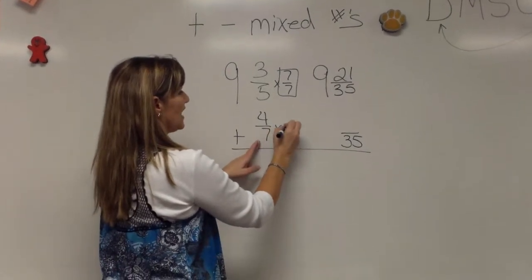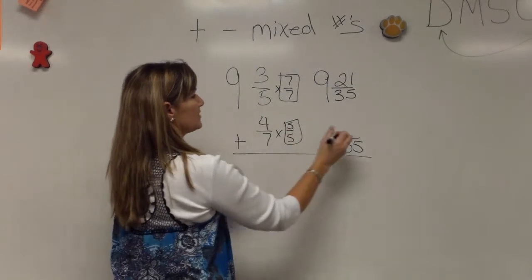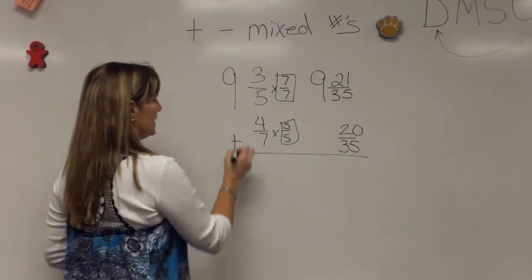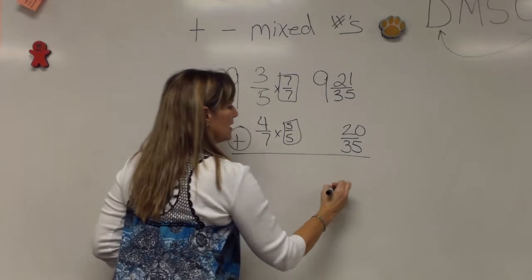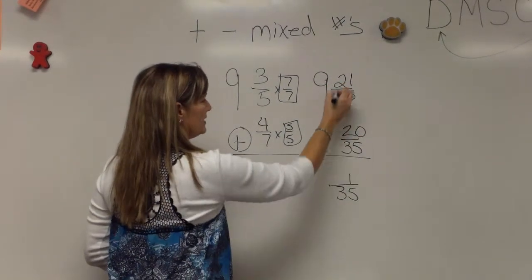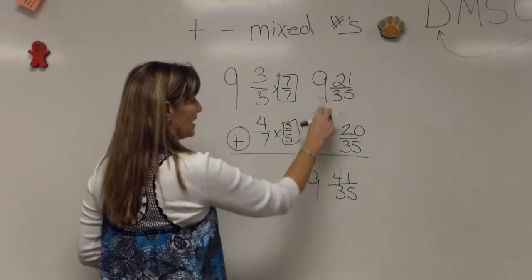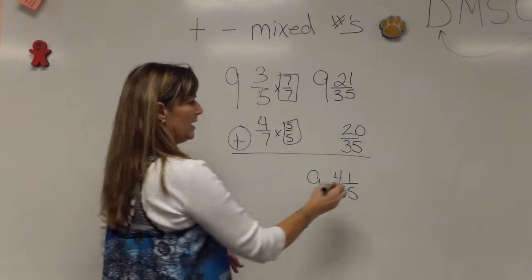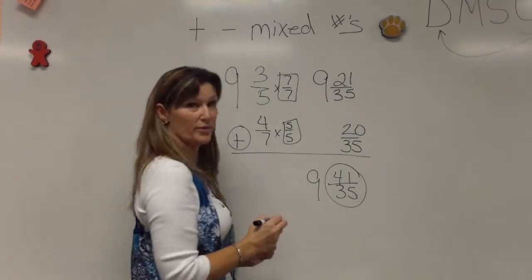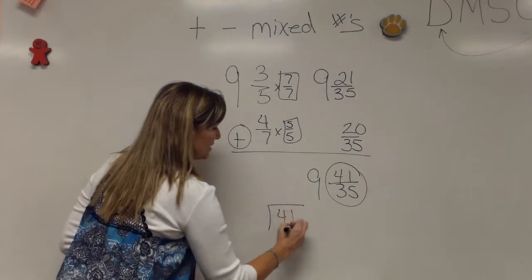7 times 5 gives me 35. And 4 times 5 gives me 20. Again, I am adding. I write down my denominator. I'm going to add my numerators and bring down my whole number because 9 plus nothing is 9. Uh-oh, improper fraction. In order to get rid of an improper fraction, I'm going to tie a bow.